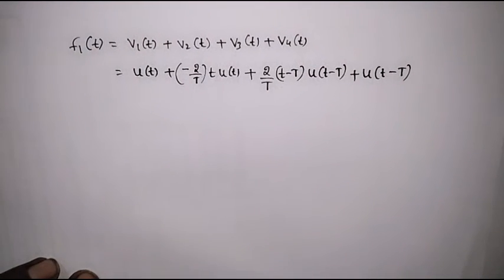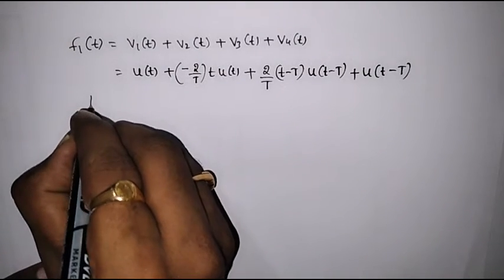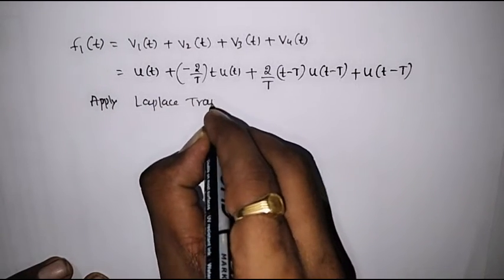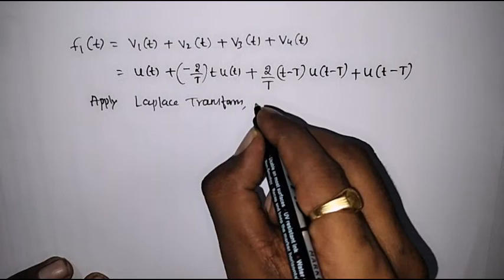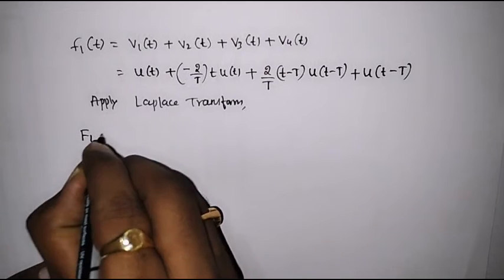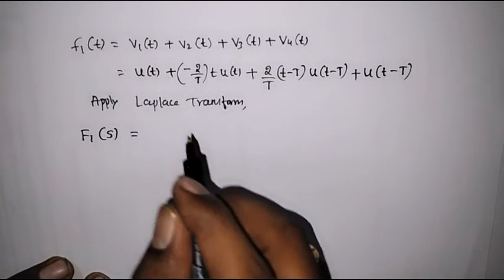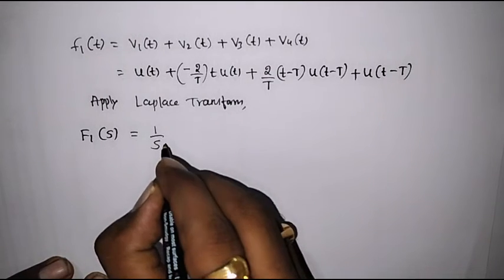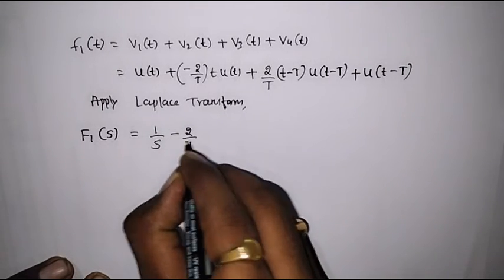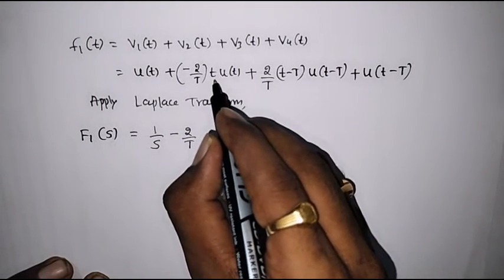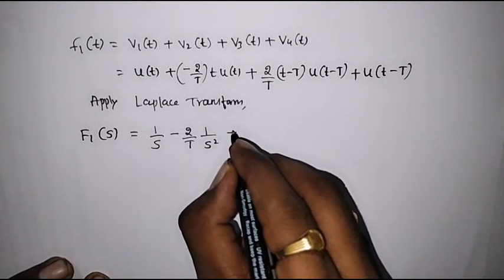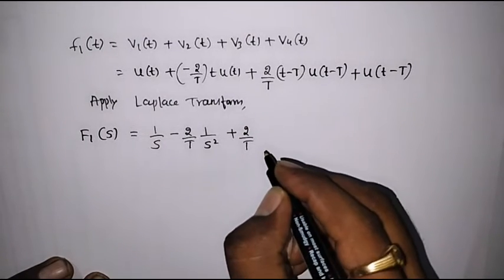Now we'll apply Laplace transform to this entire equation. We can write the Laplace transform of f1 of t is f1 of s, which is equal to the Laplace transform of u of t, which is 1 by s, minus 2 by T, which is constant, keep it as it is. Laplace transform of t u of t is nothing but 1 by s square, that is the ramp signal, plus 2 by T is kept as it is.